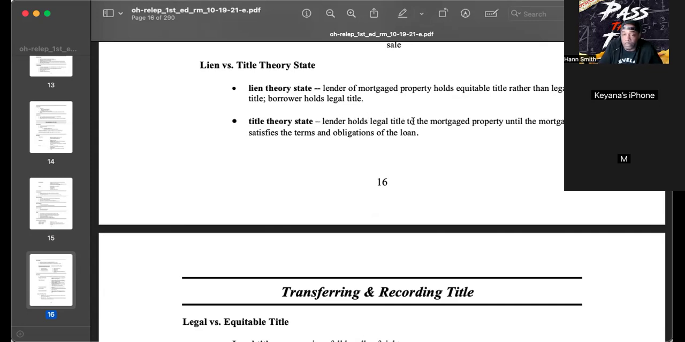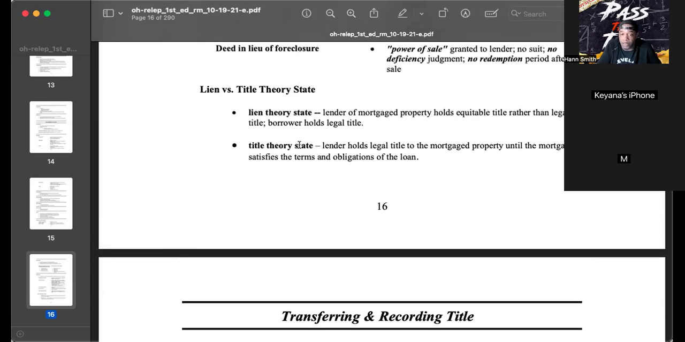The lender holds legal title to the mortgage property until the mortgagor satisfies the terms and obligation of the loan. And so what I did is I had those backwards, y'all. This is where the lender holds the legal title of the mortgage, the title theory state. This is Ohio, a lien theory state. The lender of the mortgage property holds equitable title, while the borrower holds legal title.